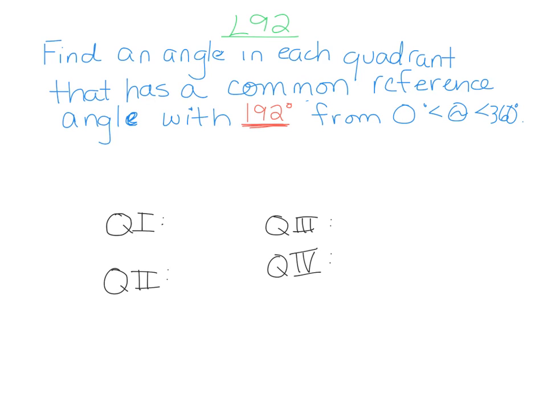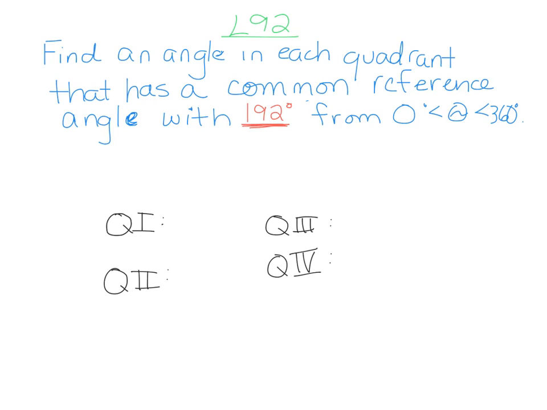So for this lesson, we're going to be working towards solving trigonometric equations. And the first thing we need to work on is reference angles. So right here I have a question, and this is what all the Delta Math questions will look like. Find an angle in each quadrant that has a common reference angle with, and then this number, which in this case is 192, will be different for each question, from 0 to 360.